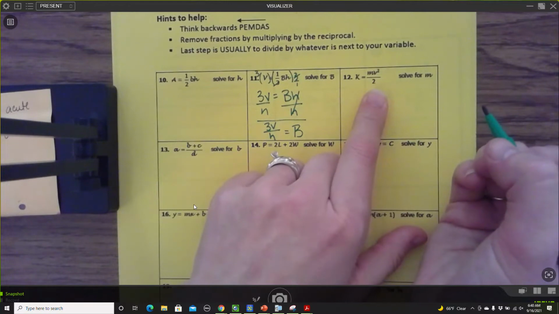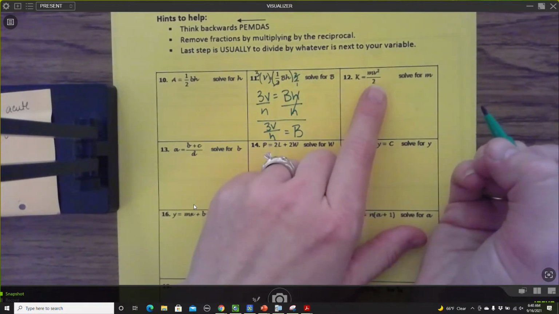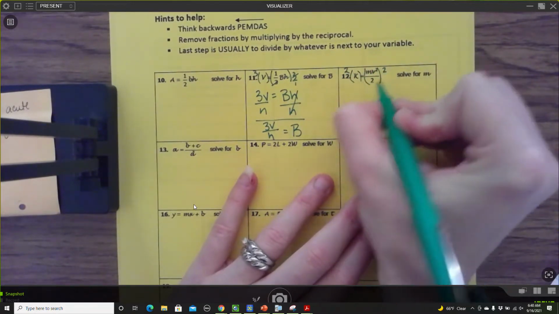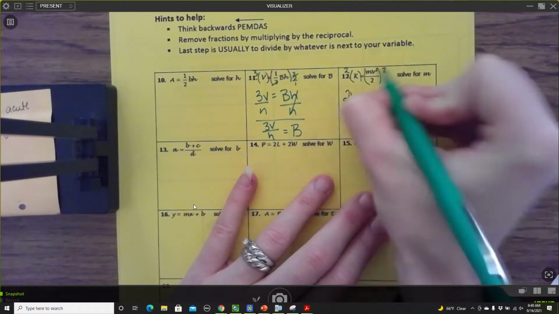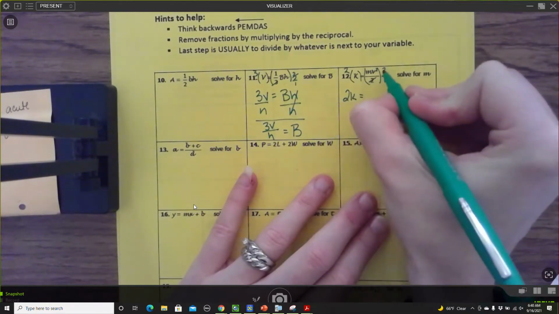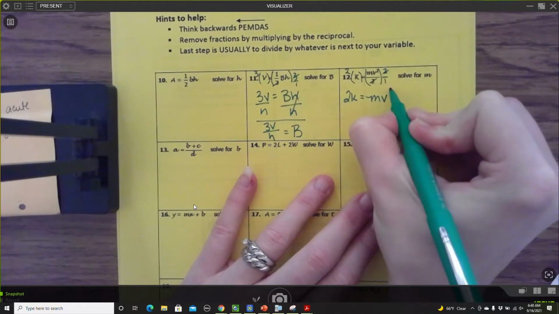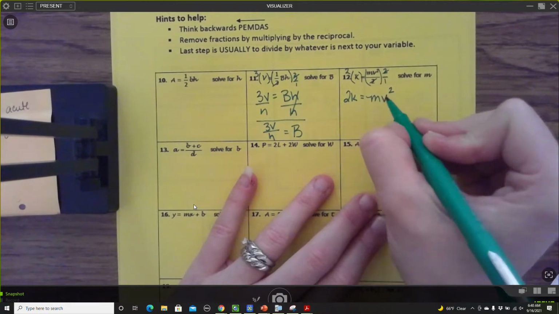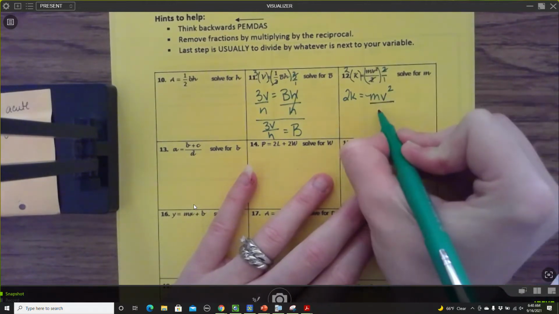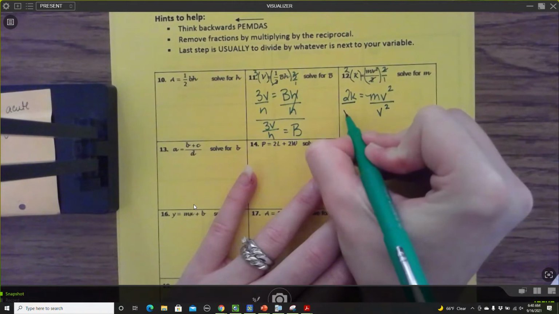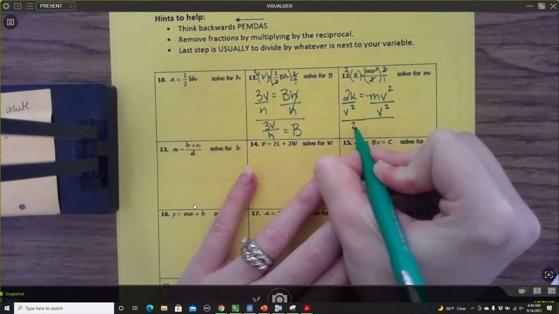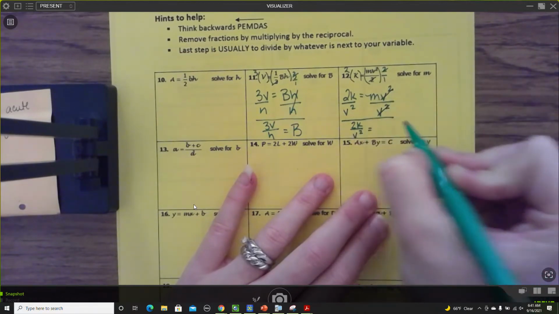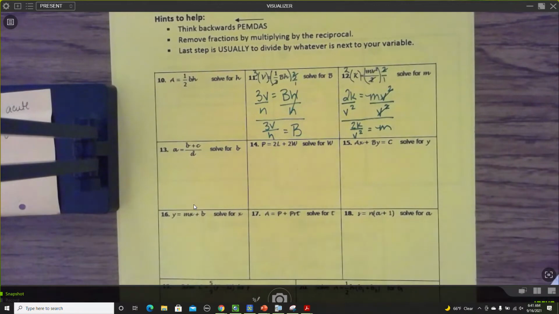All right, on number 12, we're solving for M. So I always try to get rid of fractions first. I always try to get rid of denominators first. So I'm going to multiply both sides by 2. So I have 2K, and then again, 2 is just 2 over 1. So that cancels my 2's, and I'm left with MV squared. So now I need to get this MV squared away. I can divide the entire side by V squared. That is okay to do. So I have 2K divided by V squared. V squared and V squared cancel, equals M.